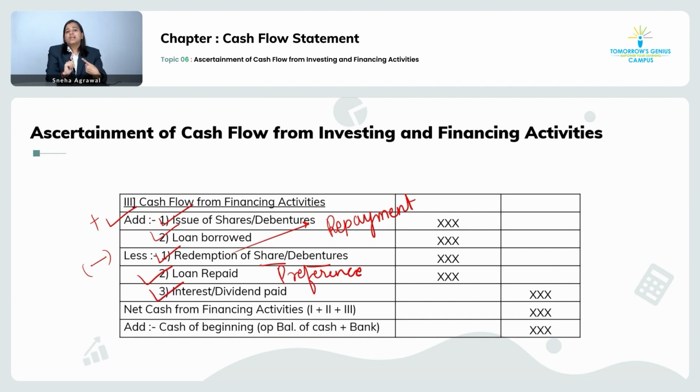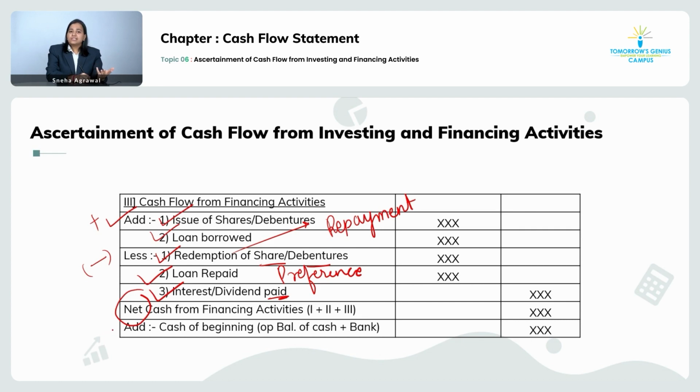Understand, if it is interest received it is your investing activity, but if it is interest paid it is your financing activity. Again, if it is dividend received it is through investment in shares of other enterprises, but if it is dividend paid, when will you pay the dividend? When you issue the shares of your own company in the market. So if it is dividend paid it is your cash outflow from the financing activity, and then you take the net of inflows and outflows, you get the net cash flows from the financing activity.